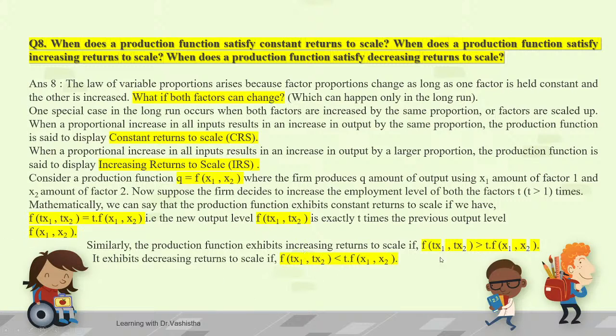Now for increasing returns to scale, what will happen? The new output, f(tx1, tx2), will be greater than t times the earlier output, which is shown here mathematically: it is proportionally higher than the initial production function. Whereas in decreasing returns to scale, what happens? It is less than; the new output will be lesser than t times the initial production function.